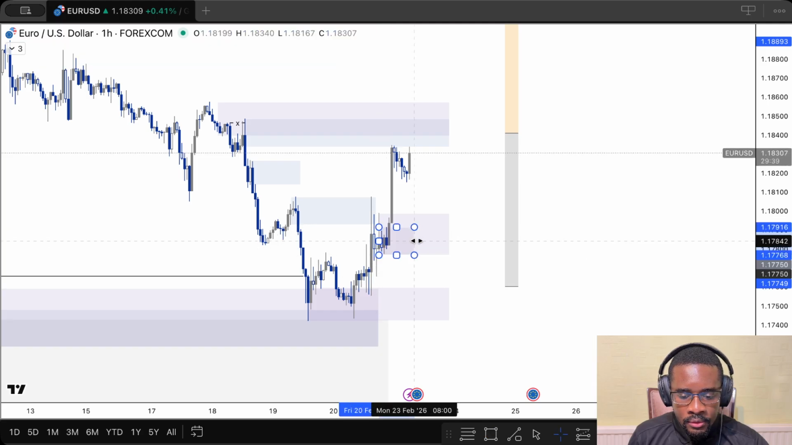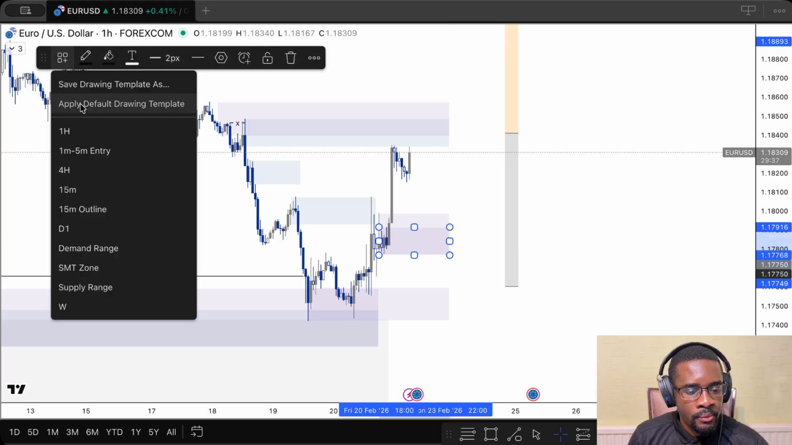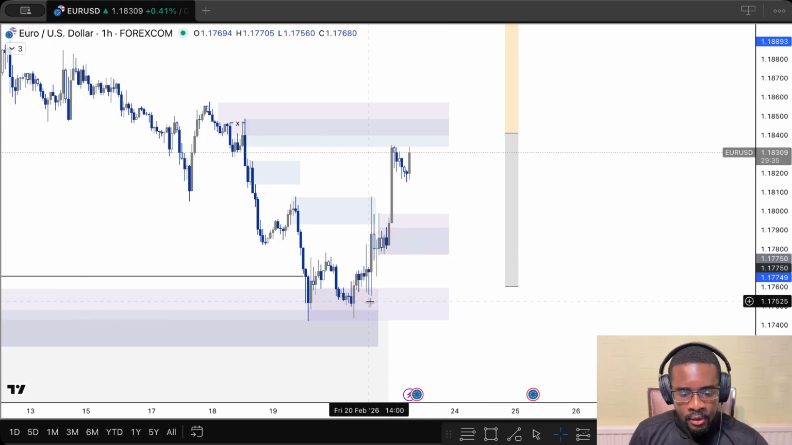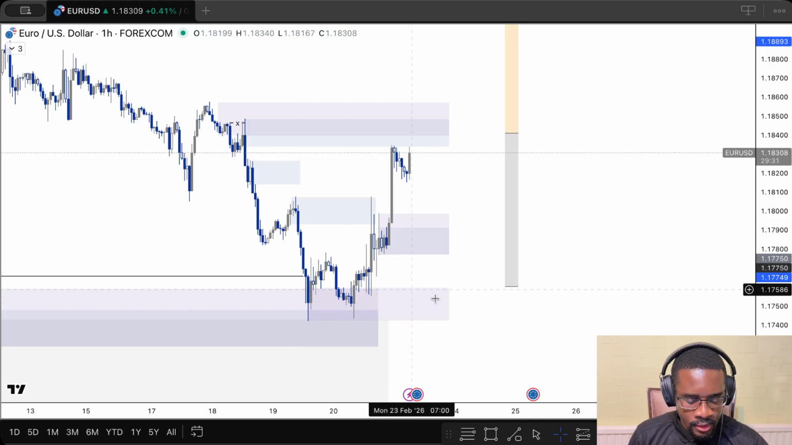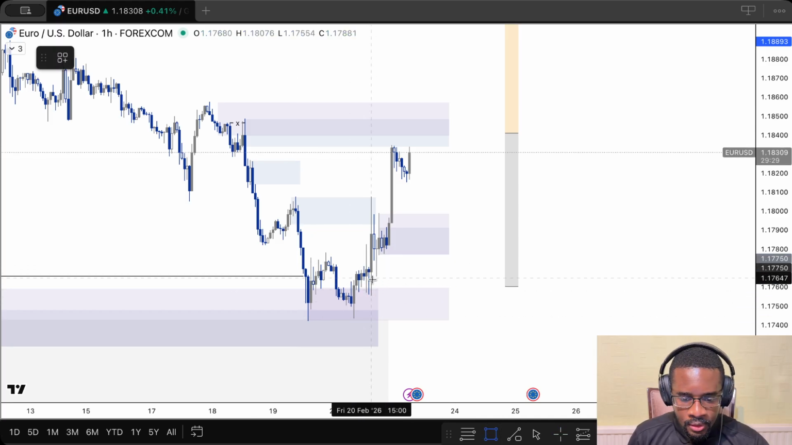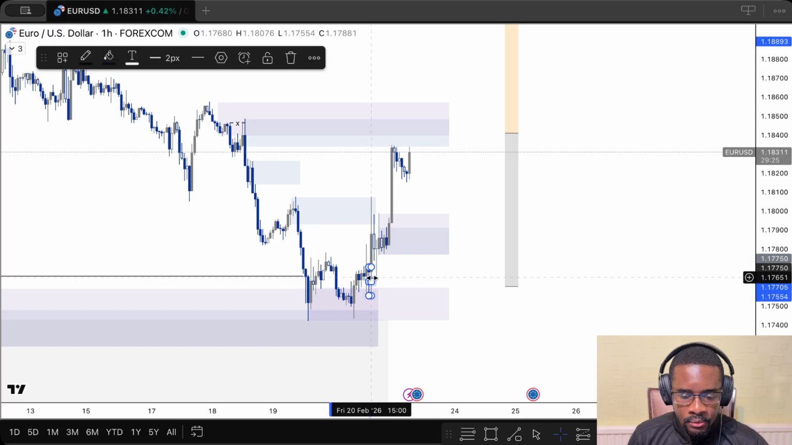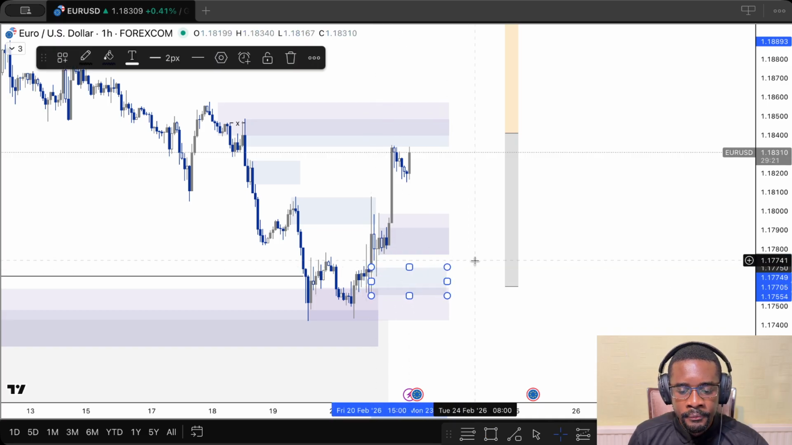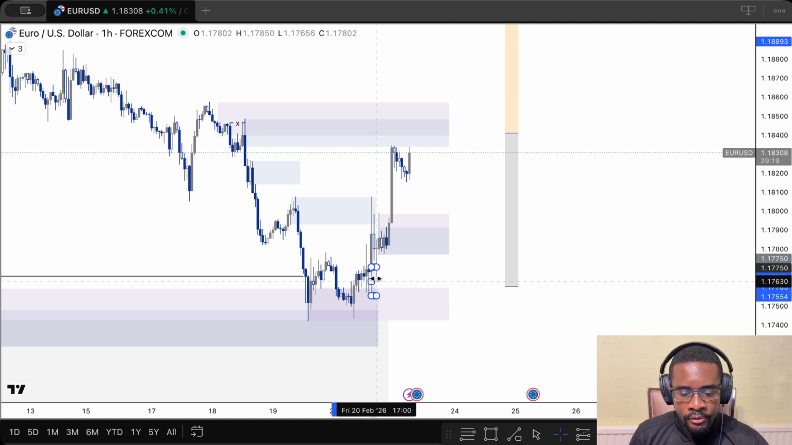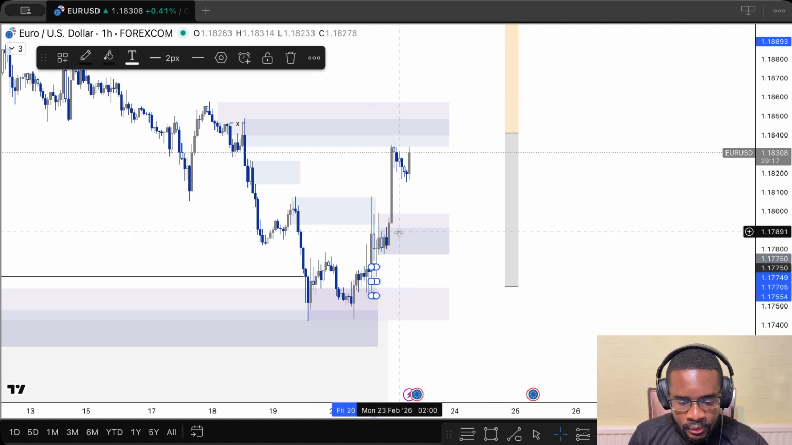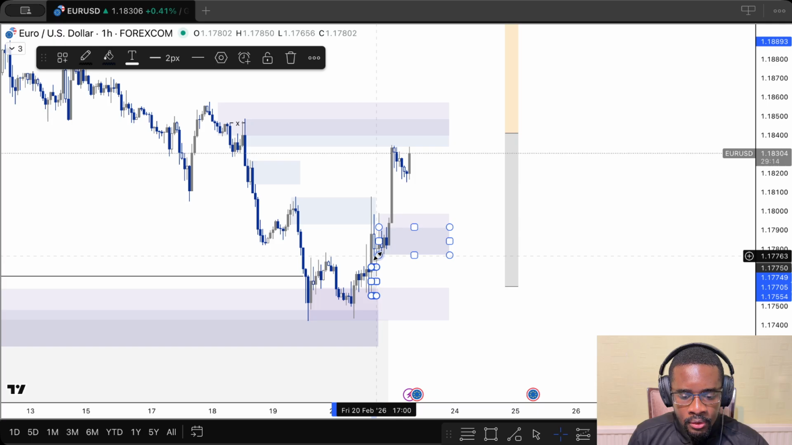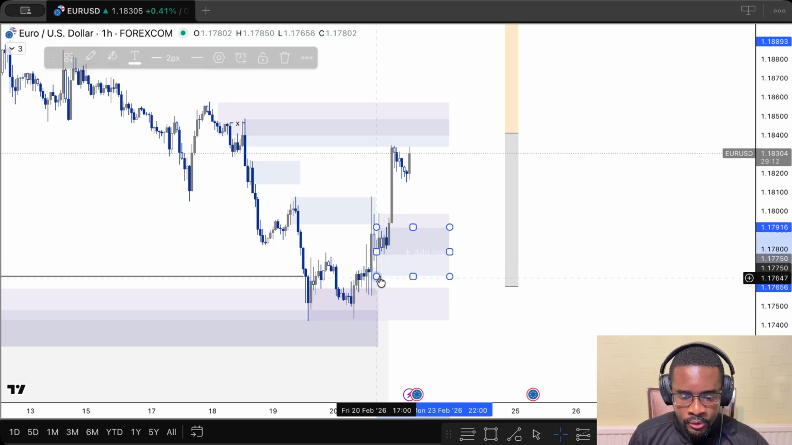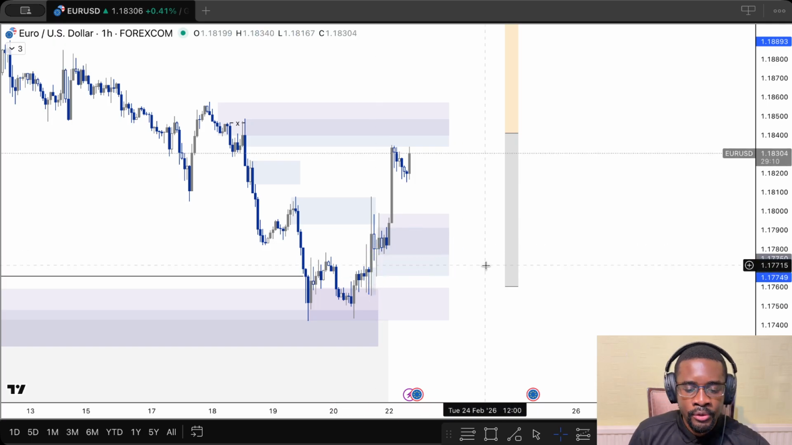Looking at this, that's our nested 1-hour demand, and then from lower time frames, everything else is mitigated except this. Oh, that's also mitigated. Okay, right there. So pretty much everything else is mitigated. So what do we have? Alright, so I'll just cover this low, and that low as well.